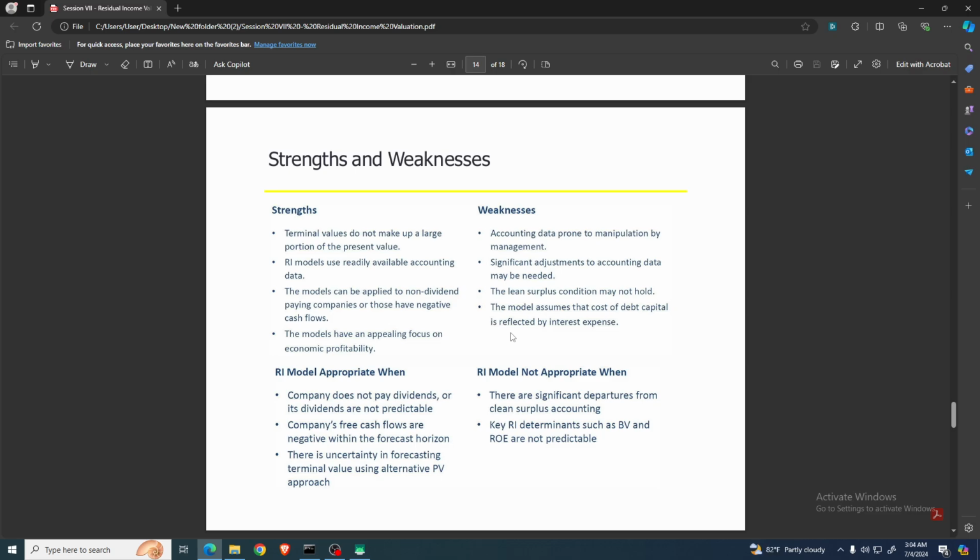And then we come to an important drawback for residual income valuation, which is the assumption about the cost of debt capital. This means that the model assumes that the cost of debt capital is fully reflected by the interest expense, which is again not really the case in certain instances. It might not always be accurate, especially if there are other costs associated with debt that are not captured in the interest expense.